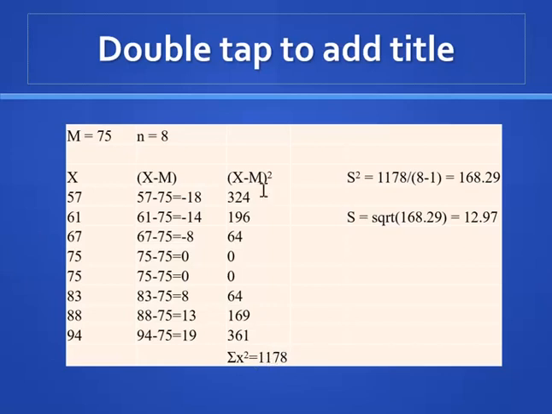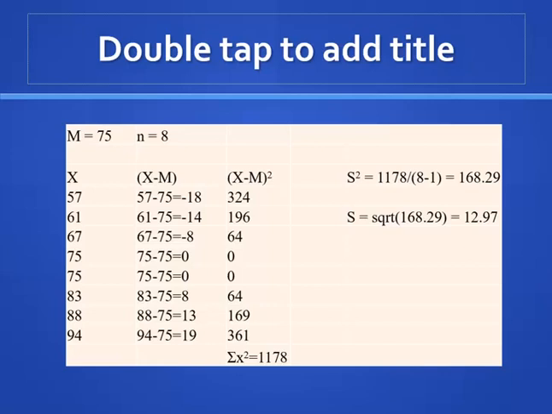And we're treating this obviously as sample data here, right? So here I am computing the variance. That's my sum of squares, which I just computed here, divided by n minus 1, right? So 8 scores minus 1 is going to give us 7. I get a variance of 168.29.